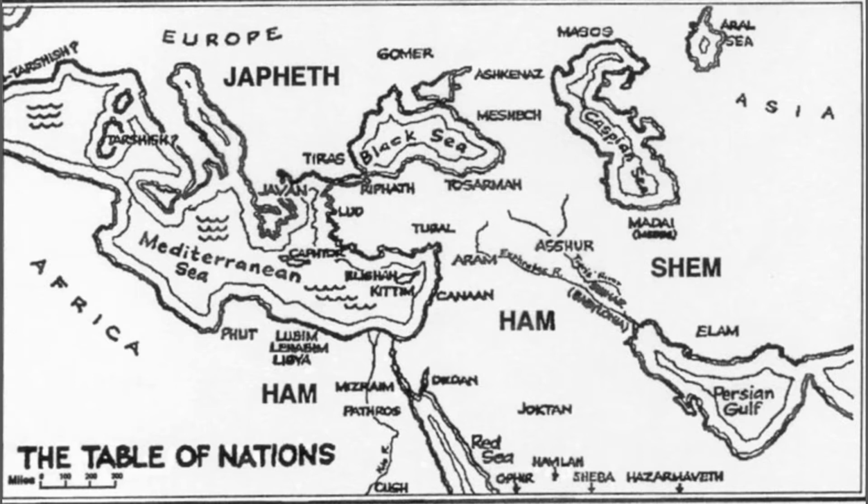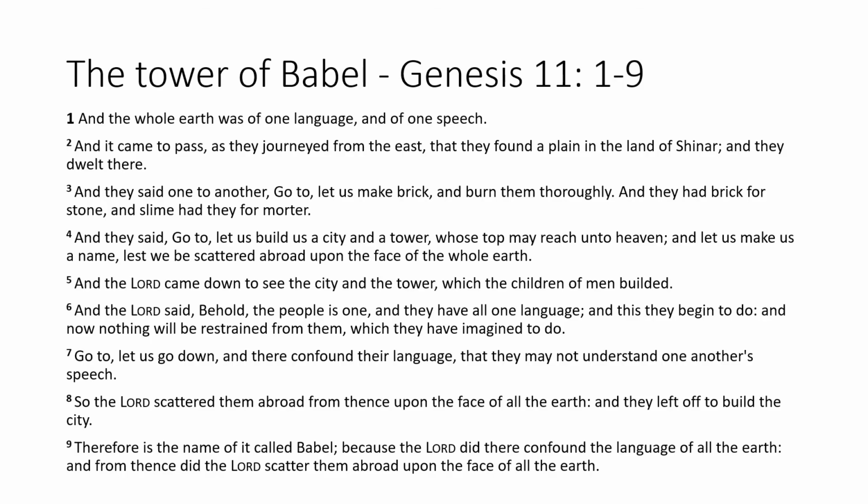So I just wanted you guys to see how it actually looks, the map of where all these people were located. The Red Sea over there. So yeah, hopefully you guys have a visual understanding of it. So now let's go to Genesis chapter 11.